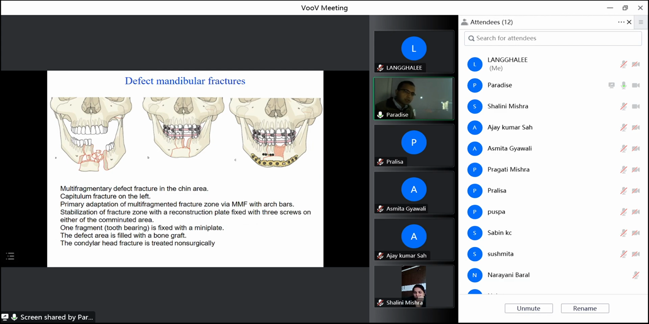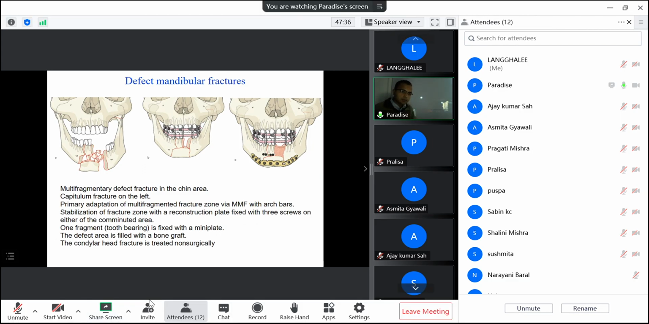On such defect fracture also, we have to put reconstruction plate, and it is always better to put some graft. And for maxillofacial area, the best graft to use is anterior iliac crest, because you can take both the corticocancellous graft as well as cancellous graft from the anterior iliac crest area.